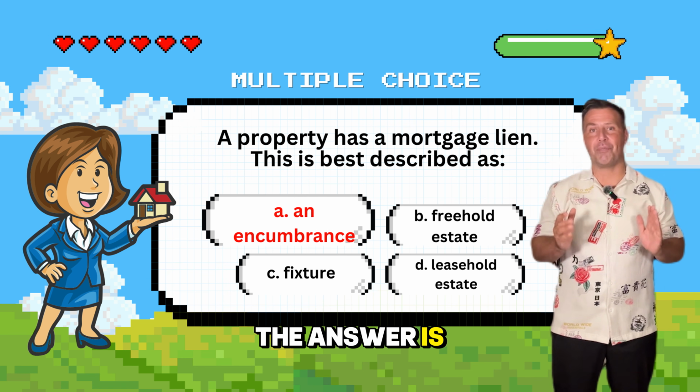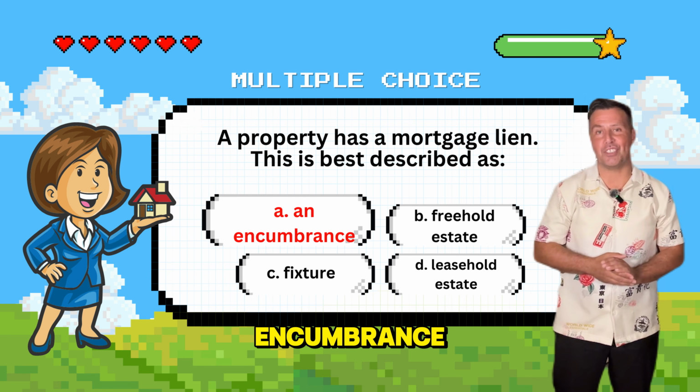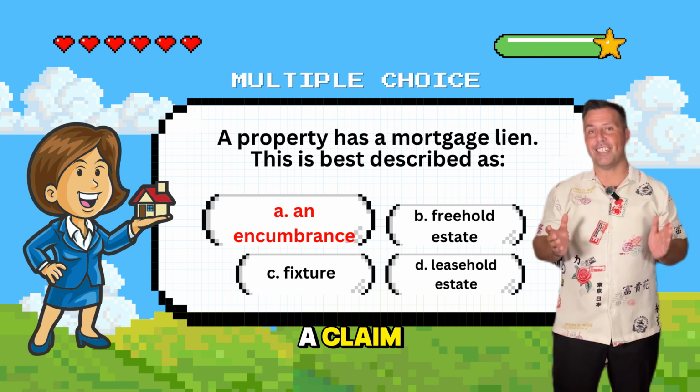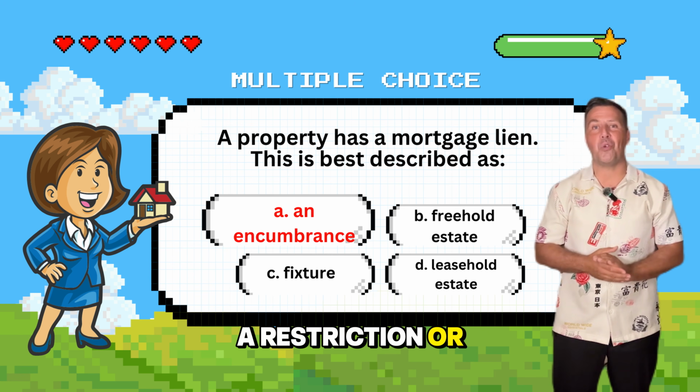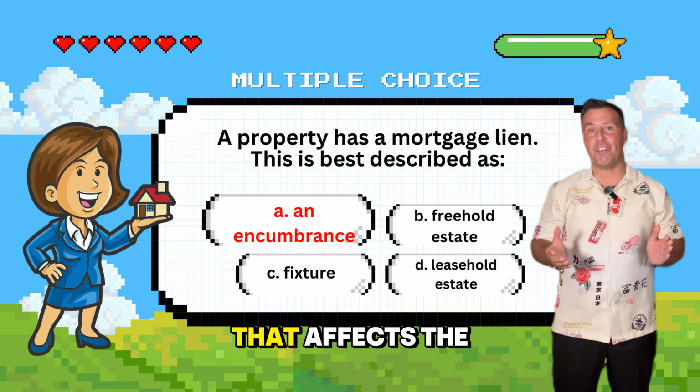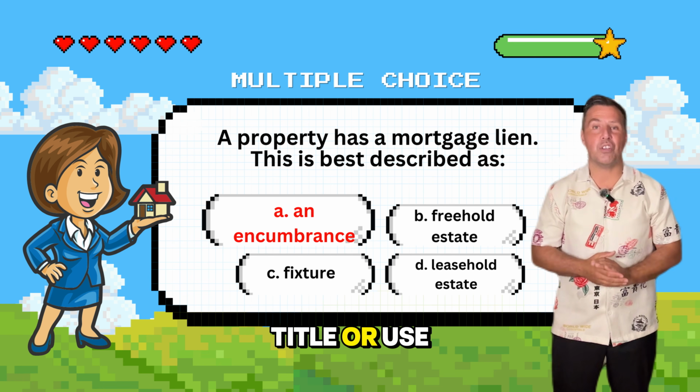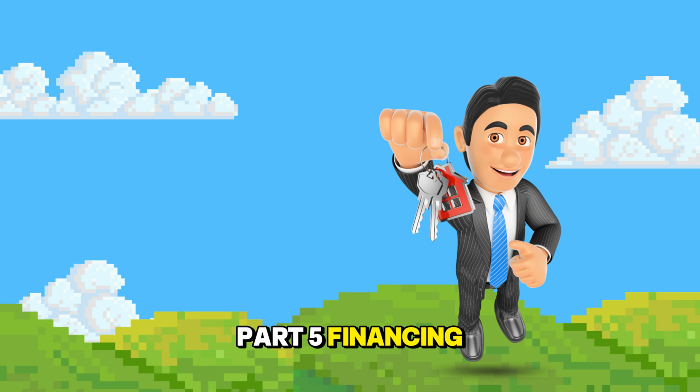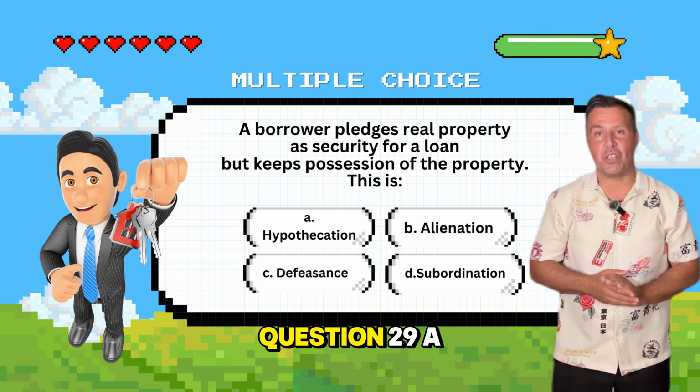The answer is A. It's an encumbrance. An encumbrance is a claim, a restriction, or a liability that affects the title or use. Part 5. Financing. Question 29.